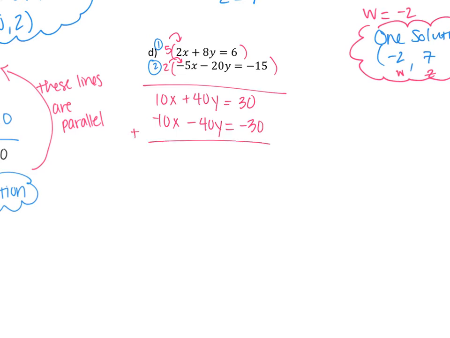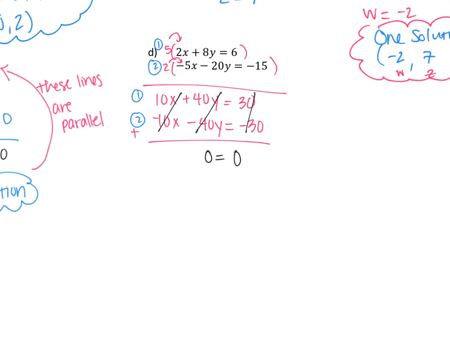So if I add these two equations together, I start to notice the first term canceled, the second term canceled. And so the left-hand side is equal to 0. But the right-hand side is also equal to 0. 30 minus 30 is 0. So both sides are equal to 0.